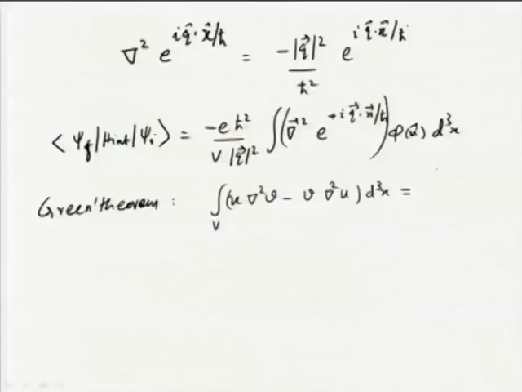Okay, so let me say that again. Green's theorem says that if you have two scalar functions which are functions of coordinates x, then the integral over the volume of u del square v minus v del square u d 3 x is equal to 0 if u and v vanish at the bounding surface. Any volume is bounded by a closed surface, and if u and v vanish on the surface, the right hand side is equal to 0.